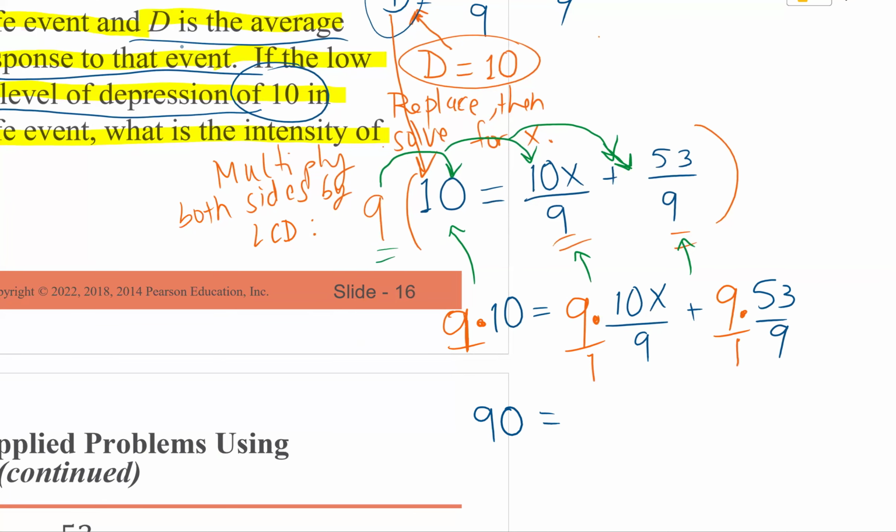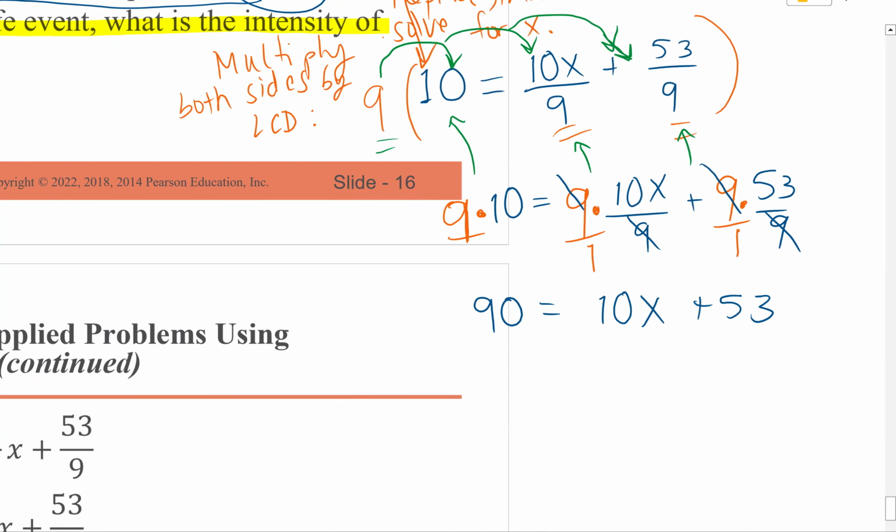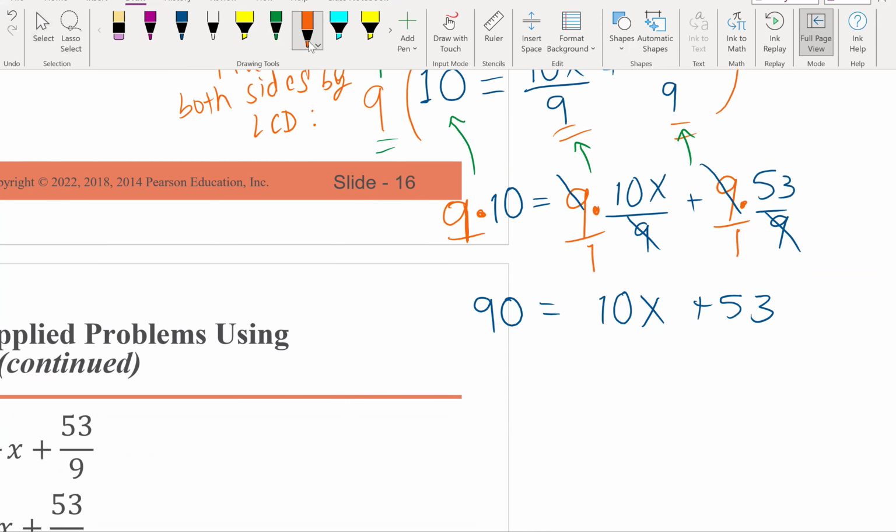Over here, the second fraction, the 9 and 9 cancel each other, so I'm left with just 10x. And on the very rightmost fraction, the 9s cancel, leaving that 53. All right, this looks not so bad. Once the fractions are gone, I always think I must have done something wrong.